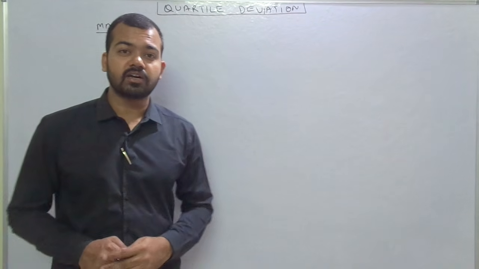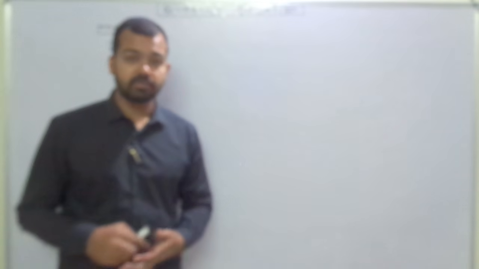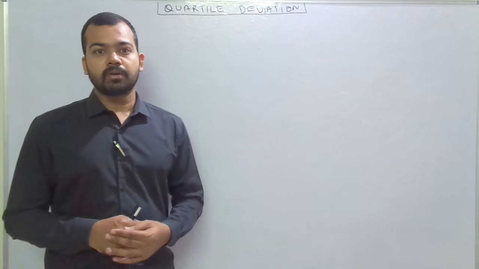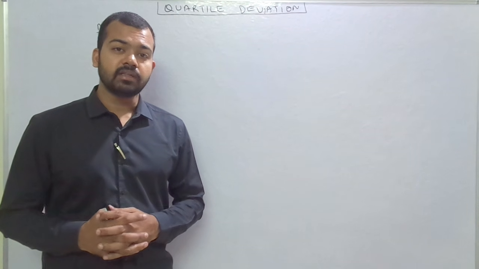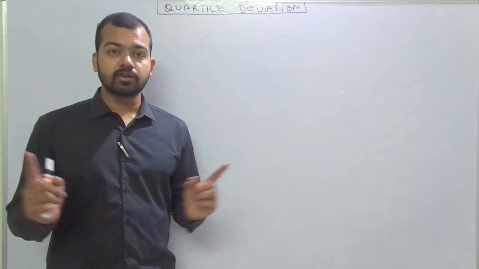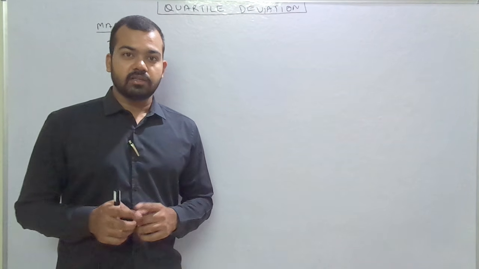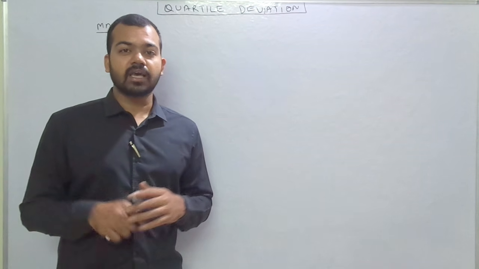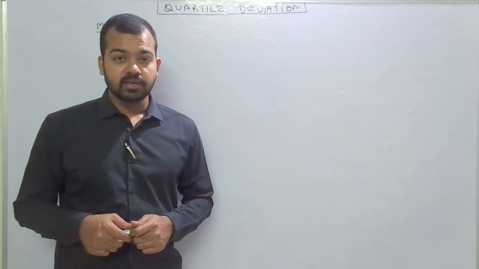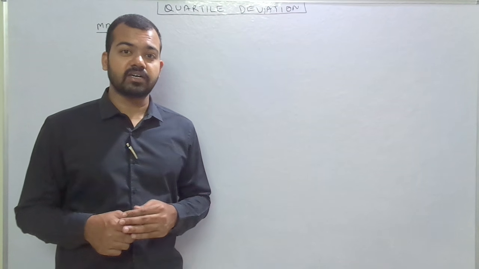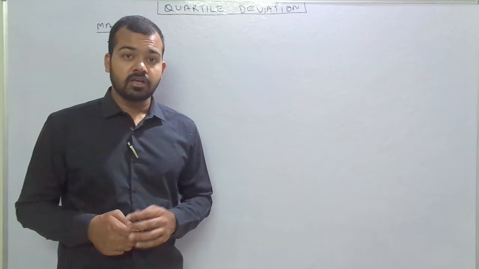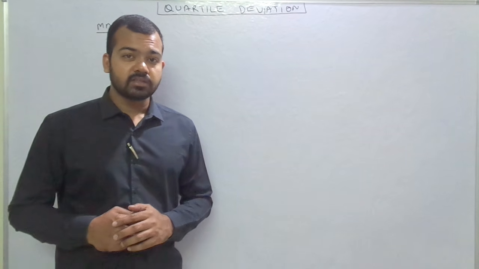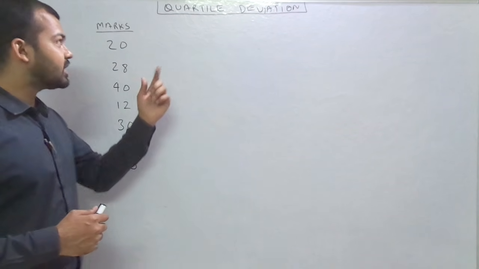Now, before starting the topic we need to understand why we are calculating dispersion. Because there is one limitation in the mean. While we are calculating mean, we are ignoring the extreme values, because the effect of extreme values can be seen on the value of mean. That is why dispersion or deviation is calculated. So now coming to the topic, individual series quartile deviation.